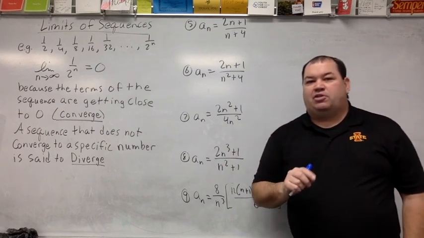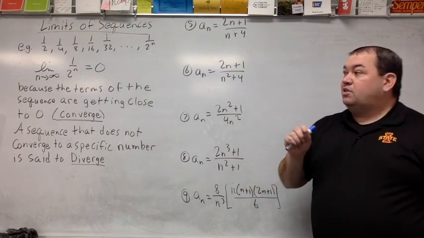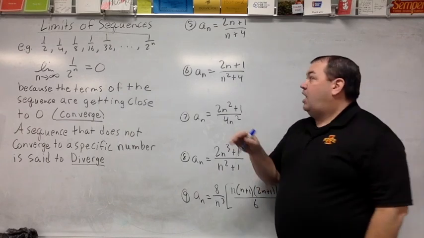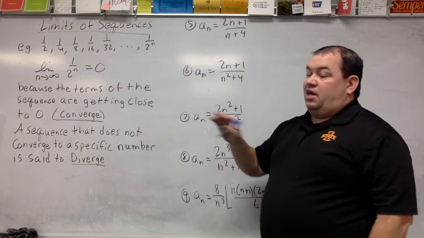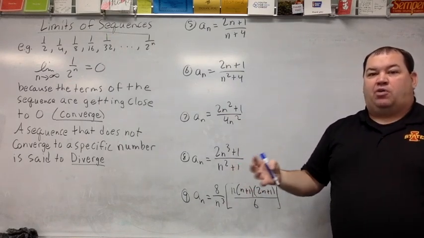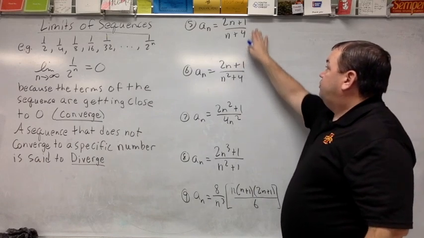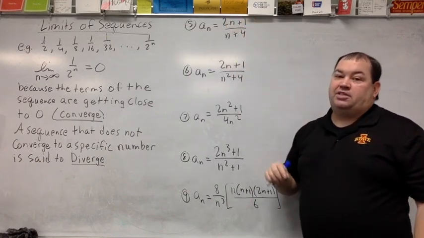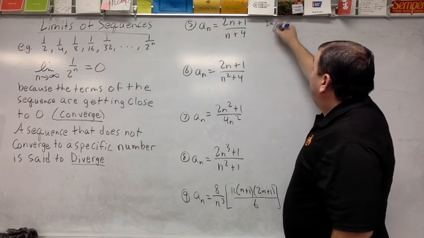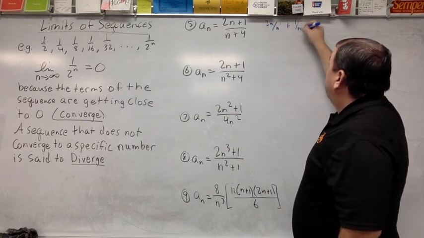The nice thing about these examples is we handle them the same way we handled limits at infinity. If we're looking at what happens to this sequence as n approaches infinity, we're going to divide by the largest power we see. So in this first example, the largest power I see is n to the first. So I'm going to divide everybody by n to the first.